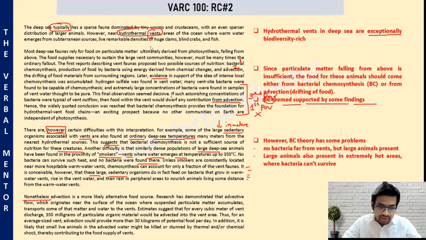Nonetheless, advection is a more likely alternative food source. Finally, he says theory 2 is more likely an alternative food source. This is the author's opinion, please note.